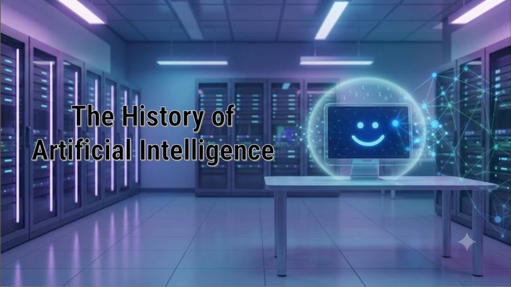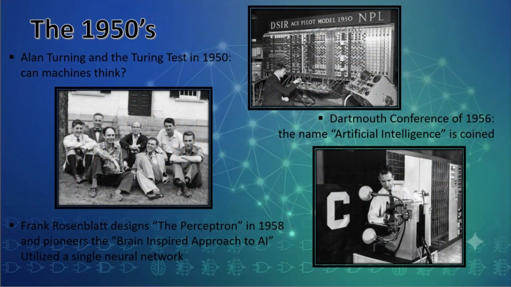Today we will be talking about the history of artificial intelligence. You may be surprised to learn that artificial intelligence got its start all the way back in the 1950s. In an attempt to answer the question, "Can machines think?" Alan Turing designed a practical experiment.